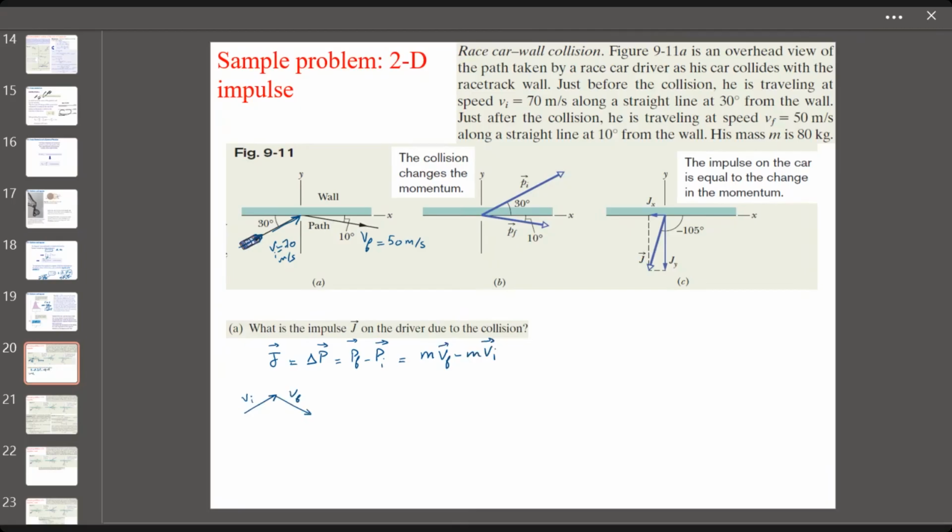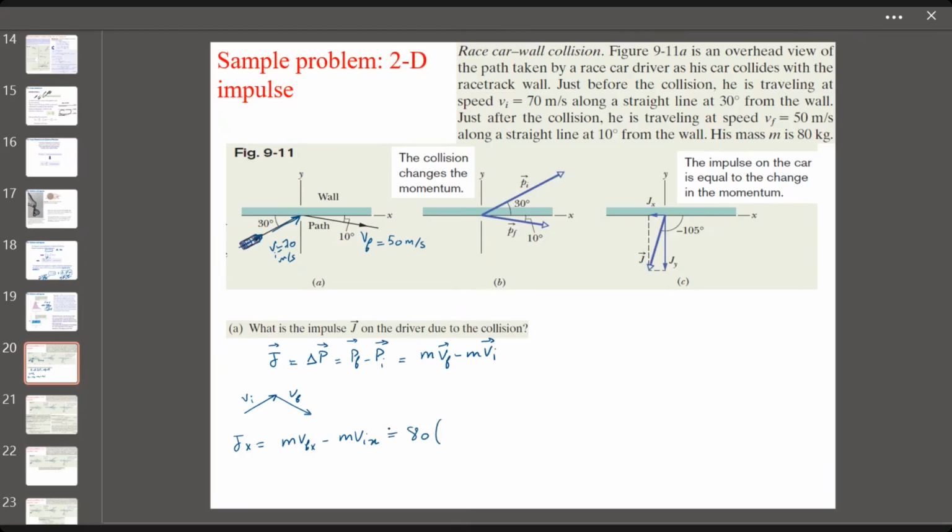So I'm going to have to write Jx to be equal to m v final x minus m v initial x. And I will have to find v final x and v initial x by projecting with respect to the angles. I can take the mass as a common factor, it is 80 into v final along the x-axis.